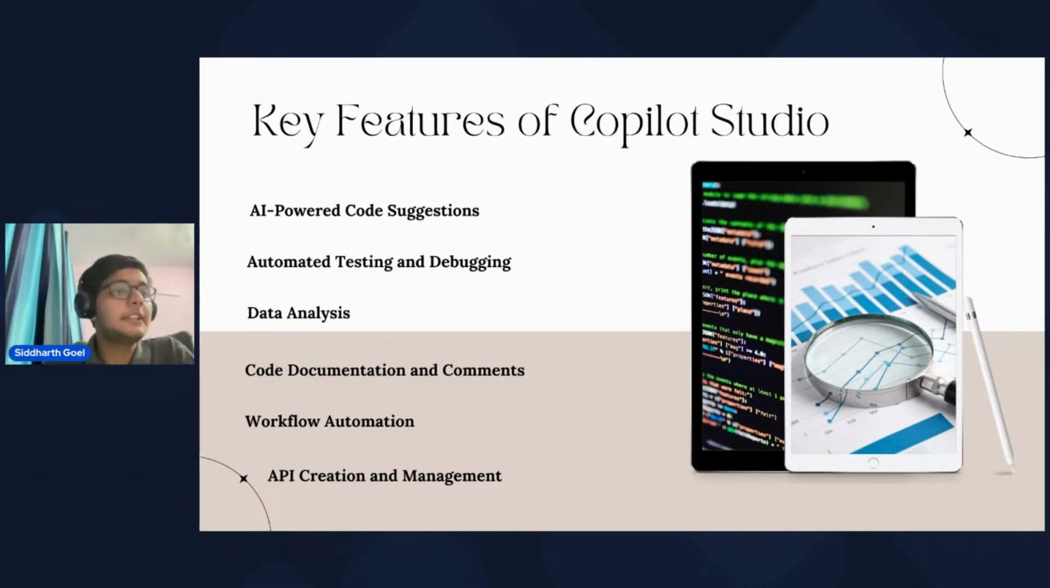Next, automated testing and debugging. This feature saves time by automating the creation and execution of tests. Writing tests takes up a lot of time of developers, but testing is also important so as to test the entire scalability and versatility of your product. So with Copilot Studio, you can write automated tests and can just enhance the features of your product. And debugging, as we discussed earlier, can also be handled automatically.